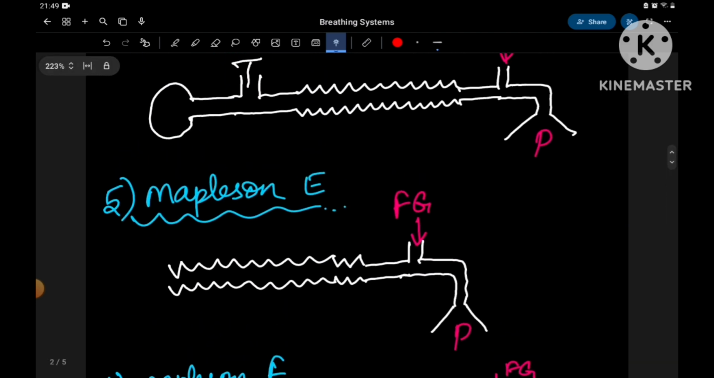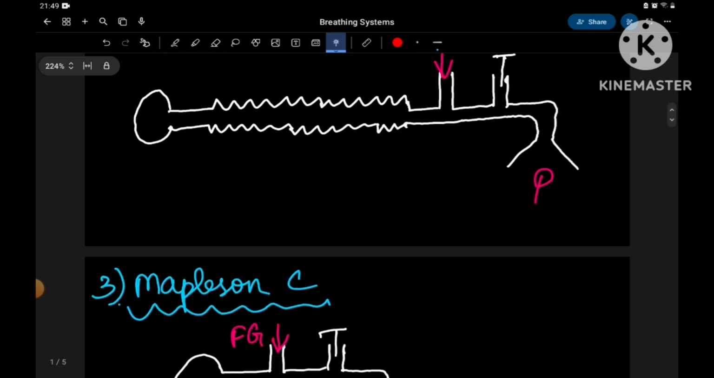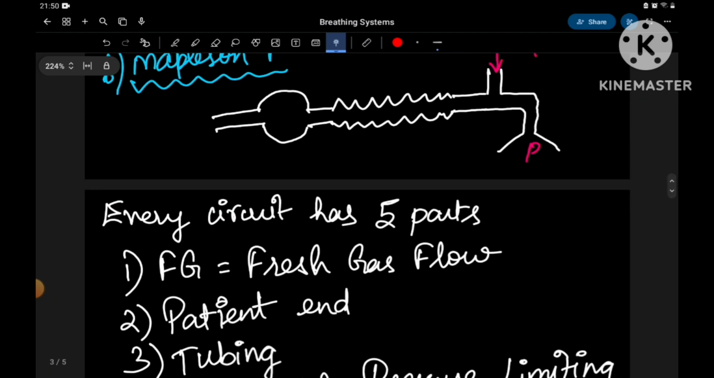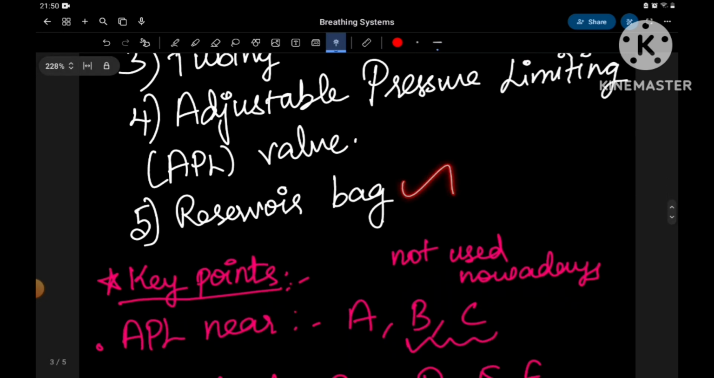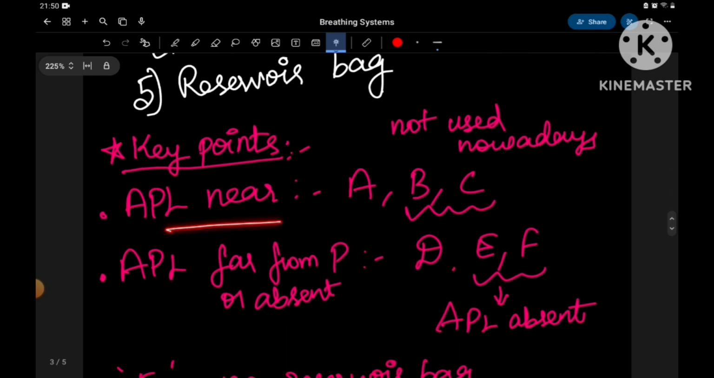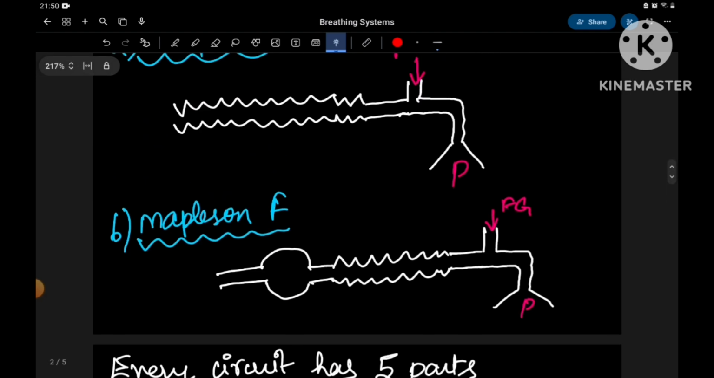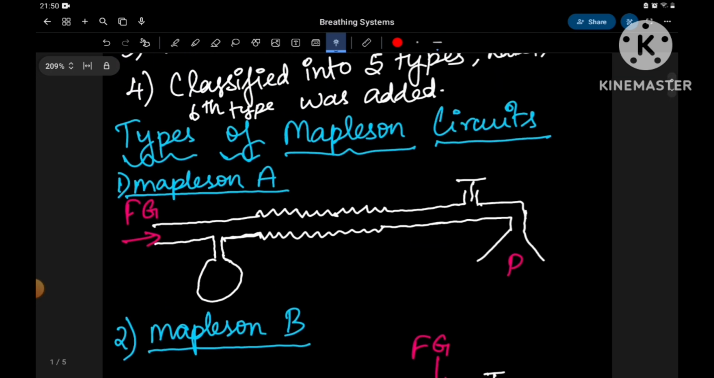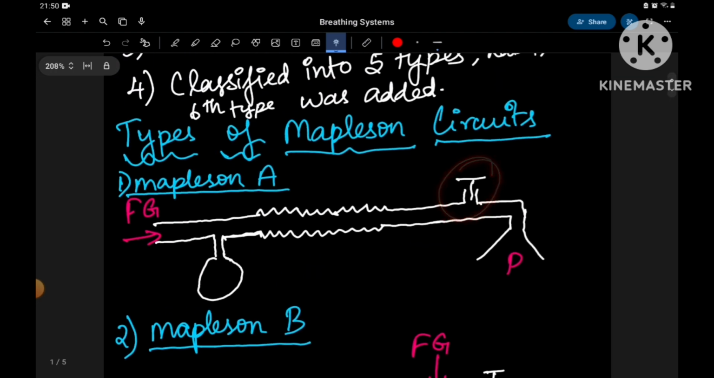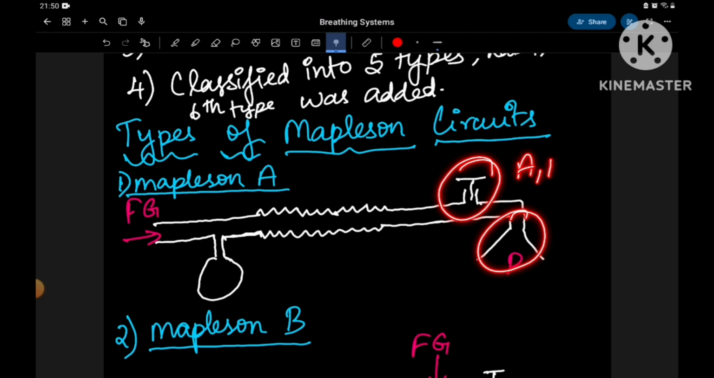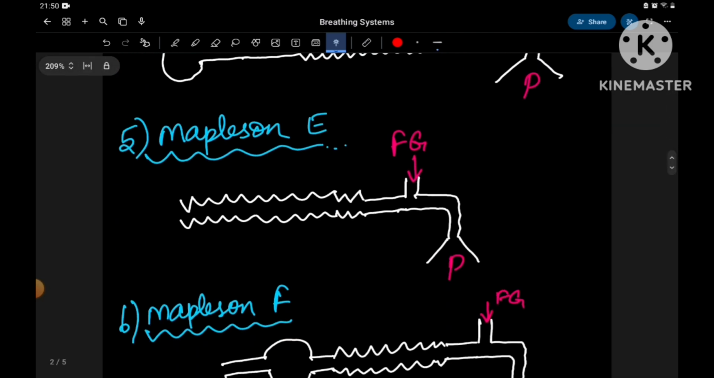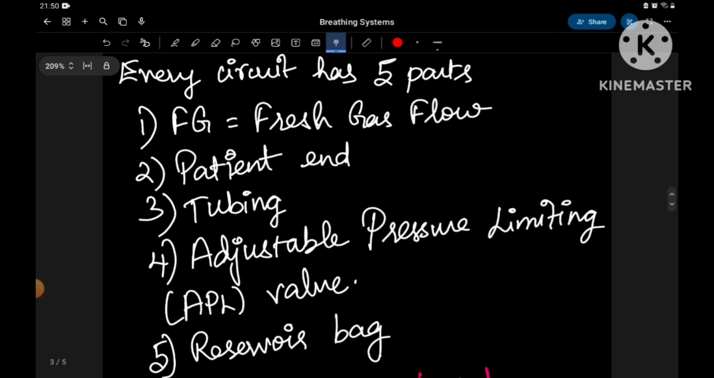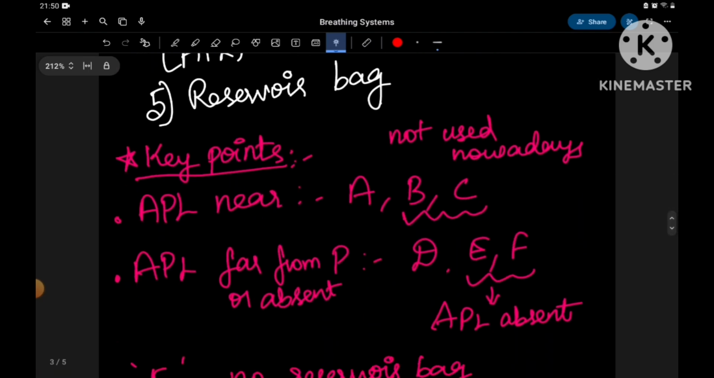We can see how to identify Mapleson A. So these are the key points. Every circuit has 5 points: fresh gas flow, patient and tubing, APL valve and reservoir bag. So how to identify it? APL near is A, B, C. First you see the APL valve. Is it near to the patient end? Then your identification should be A, B or C. If the APL valve is near the patient end, it is either A, B, C.